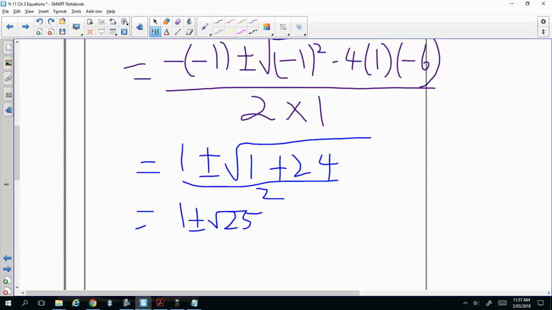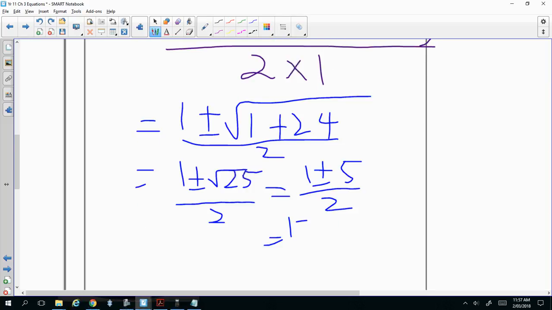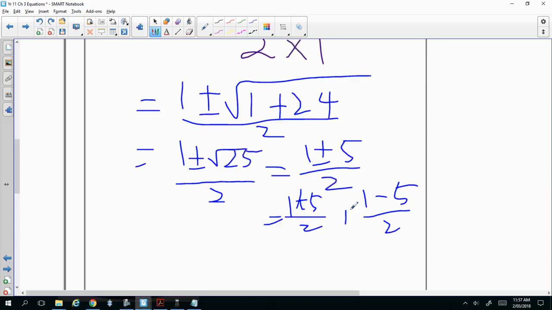Which means that your answer will be 1 plus 5 or 1 minus 5. 2 different answers. And the 1 plus 5 is 6 over 2, which is 3. The other one's negative 4 over 2, which is negative 2. Any question? Again, factorization will be quicker than using the formula.